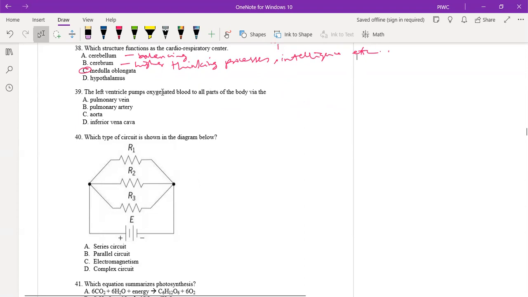39, the left ventricle pumps oxygenated blood to all parts of the body via A, the pulmonary vein, B, pulmonary artery, C, aorta, and D, inferior vena cava. So you're talking about the left ventricle. Aorta. Aorta, correct.